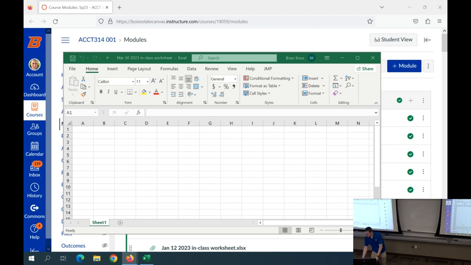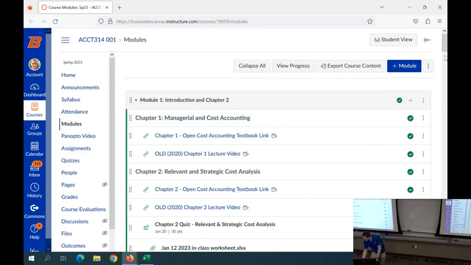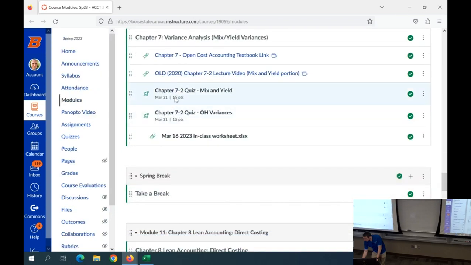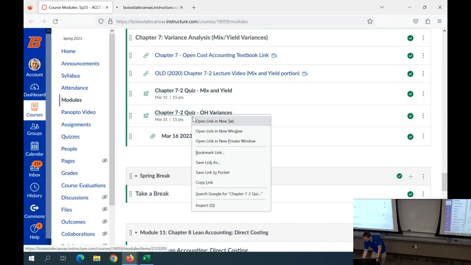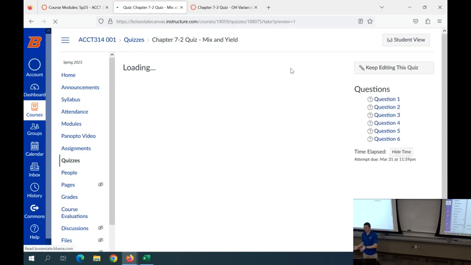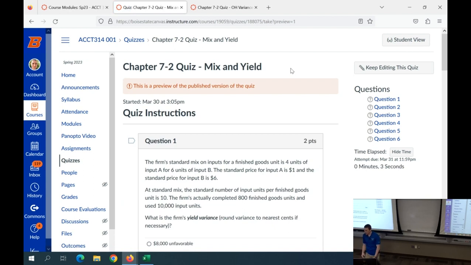Okay, so let's talk about some 7-2 stuff. We've got 2 quizzes we're working on that we extended the deadline to. And let's look at mix and yield. We'll make sure we do at least a mix and a yield question. And open answer, I'm guessing, would be the preferred way.